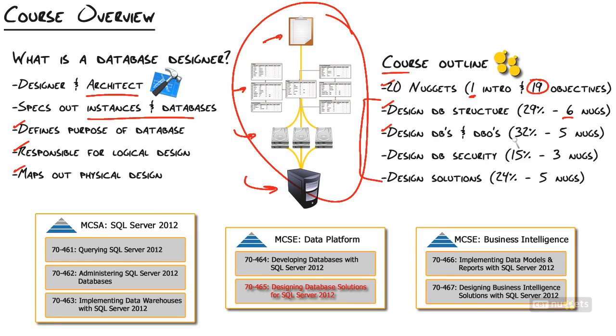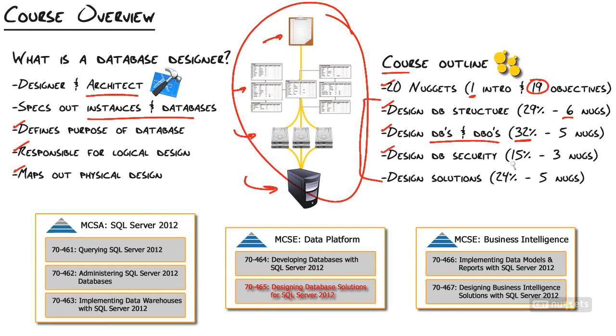Then we have 5 nuggets, 32% of the exam, covering how to design your database and database objects. So here we'll talk about how to design a database model, we'll talk about how to design tables, stored procedures, views, transactions, concurrency, and we'll even get multi-server automation and administration in there.